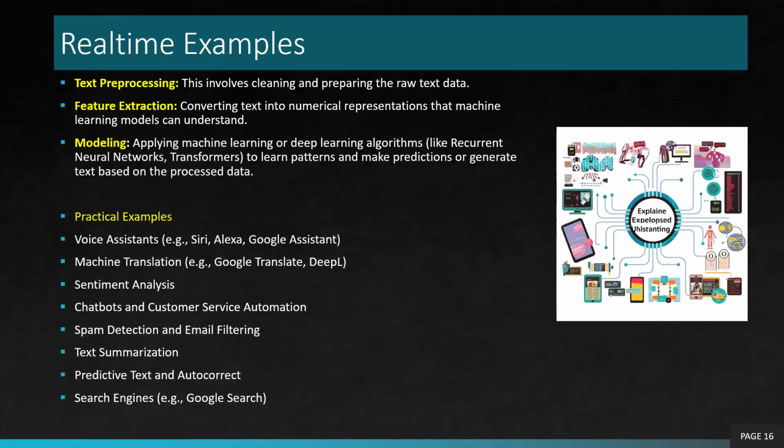Now, what are the background exercises? First is text pre-processing, which is cleaning and preparing the raw text data, then feature extraction, and then modeling. A practical example is a voice assistant like Siri, Alexa or Google Assistant. You have seen that these days people really don't type for any search. Earlier we used to search in Google, but now most people use Google Assistant even for searching, and it is interpreting your question in a proper way. Two or three years back it was not that efficient, but now it responds the way you expect.